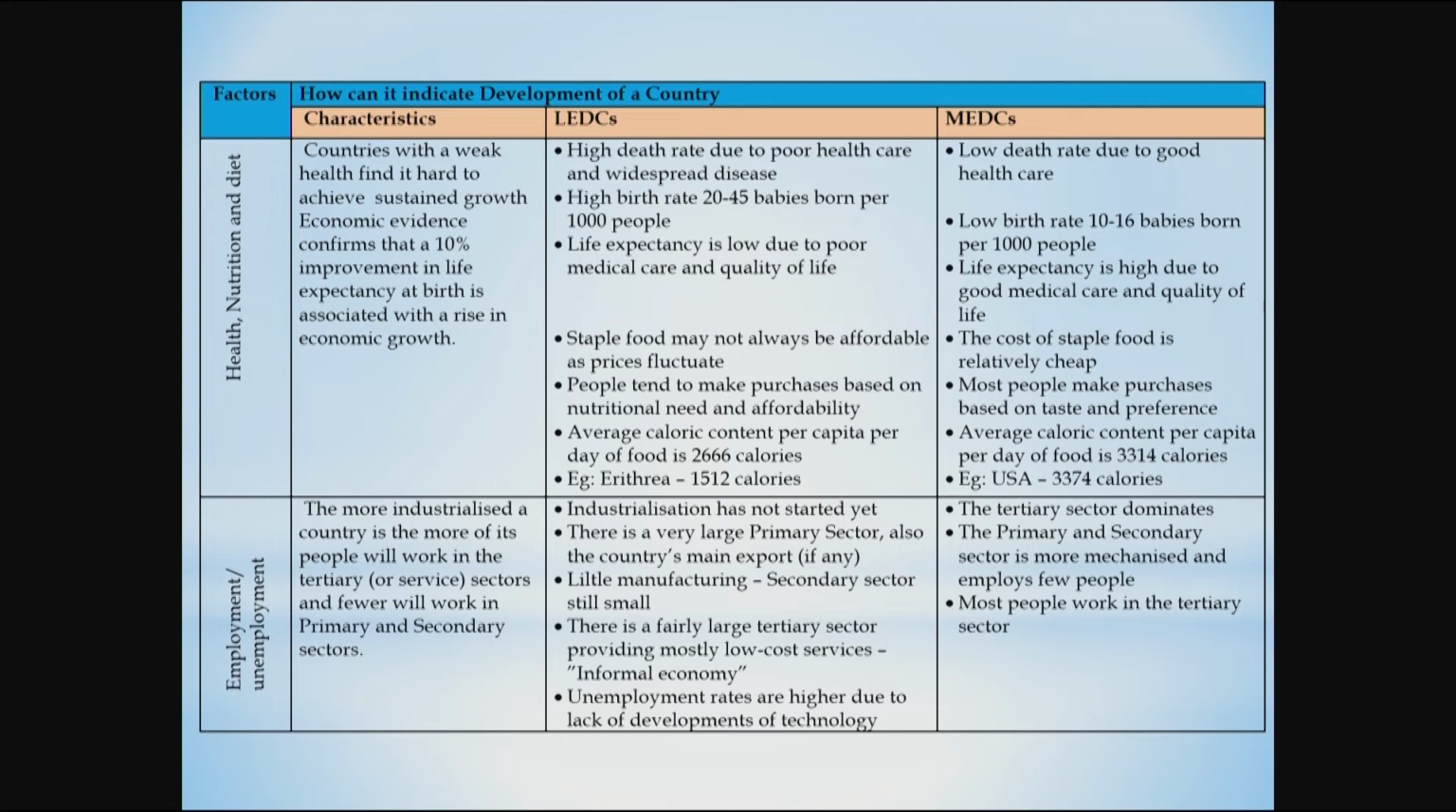Next one, I've put health, nutrition and diet together since they go well together. And when we're talking about these 3, countries with weak health find it hard to achieve sustained growth. And economic evidence confirms that a 10% improvement in life expectancy at birth is associated with a rise in economic growth. Okay, and when we talk about improvement in life expectancy at birth, remember you did population in S2, it means improvement in life expectancy.